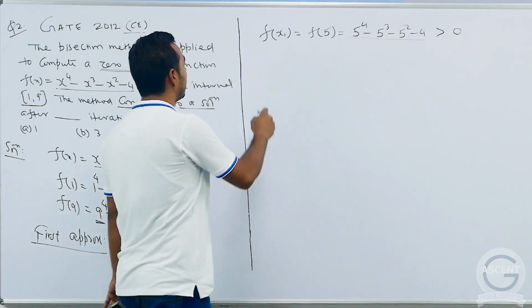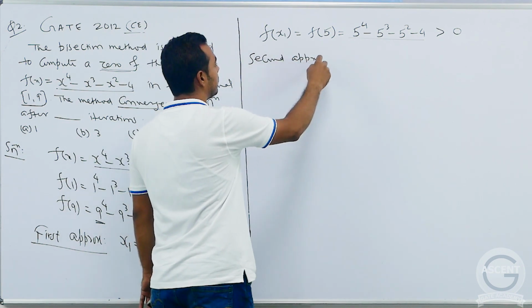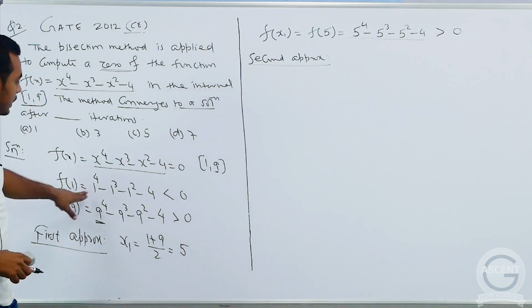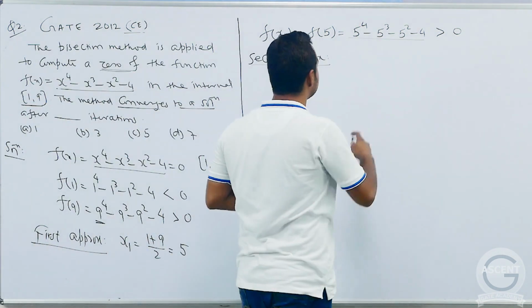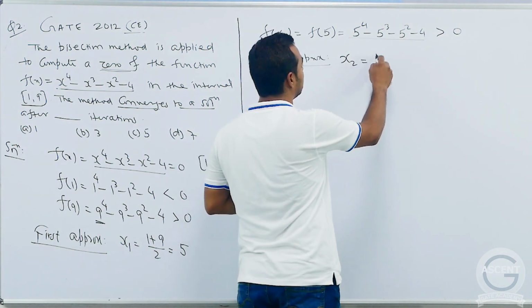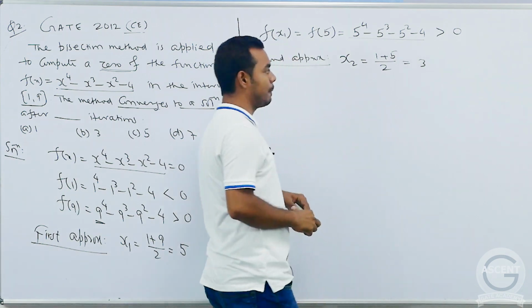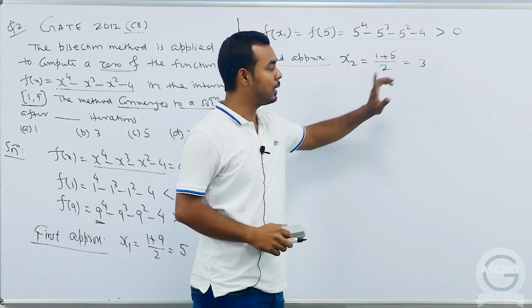So now for the second approximation, as you can see, f of 1 is negative, f of 5 is positive. So this means the second approximation x2, this will be (1 plus 5) by 2. So this will be 3. So after 2 iterations you can say that the root is approximately 3.